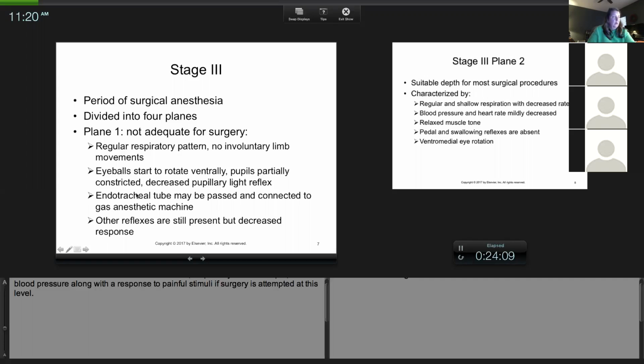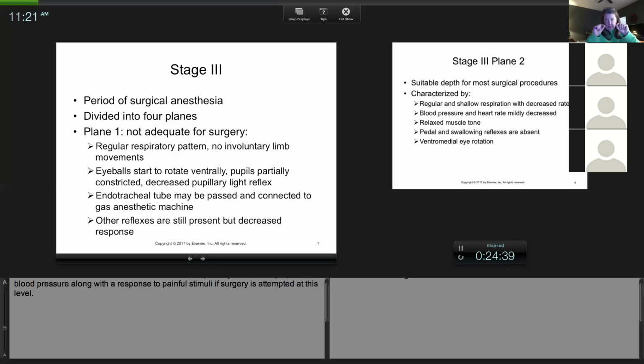Their eyeballs. I am a huge, huge person on eyeball position. I'm like psycho if I can't see the eyeballs. It's a very good predictor of where my patient is. Now, everyone listen to me. When they're awake, they're looking at you, right? When an animal starts to get under stage 3, plane 1, the eyes are going to start to rotate ventromedial, like they're looking at their nose. That's where I want their eyes under anesthesia.